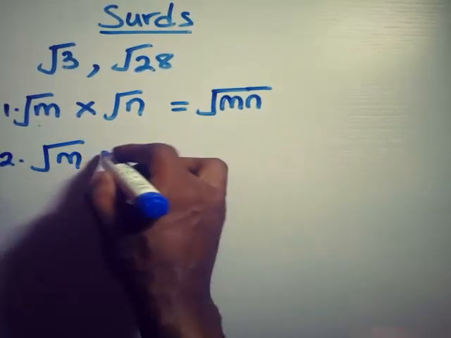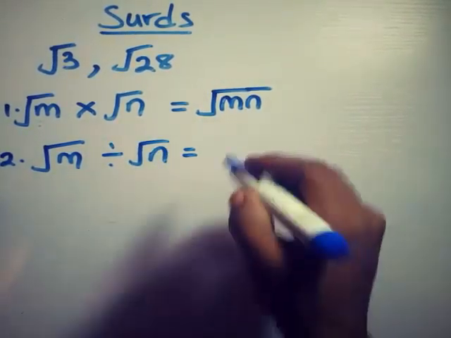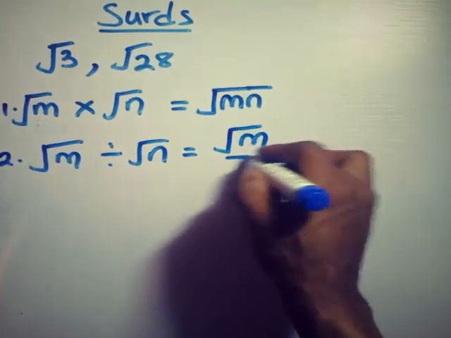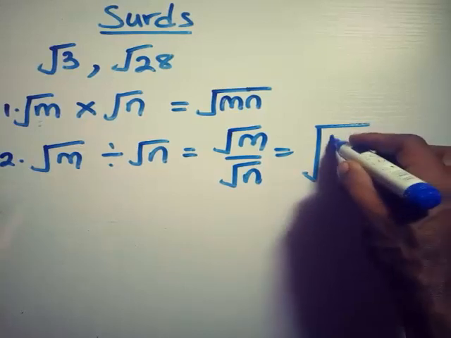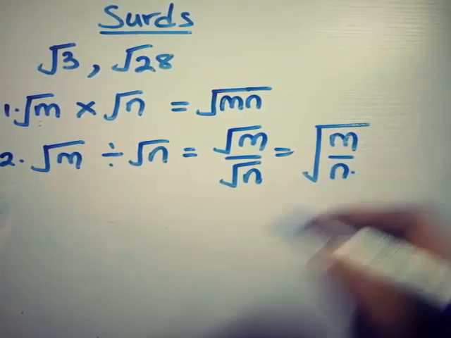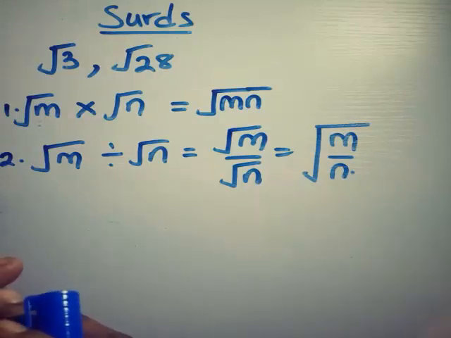Same thing applies for root m divided by root n. All you do is convert them to this form and you pick a common root, m divided by n. Basically, that's what we should know now for surds. As we proceed, we will learn better about surds.